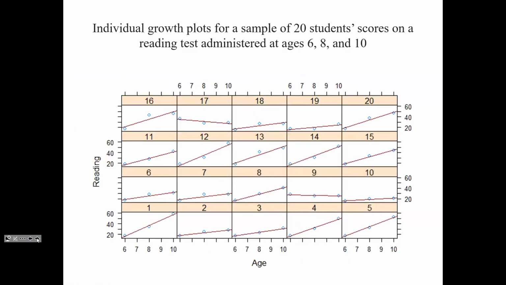Okay. So here's a little plot of individual growth plots for a sample of 20 students on a reading test. And we'll actually use these data next week for our first example for a longitudinal model. And the kids were tested at ages 6, 8, and 10. And you can see.